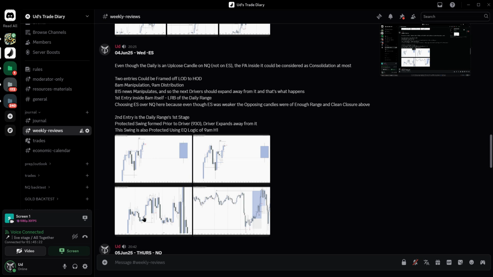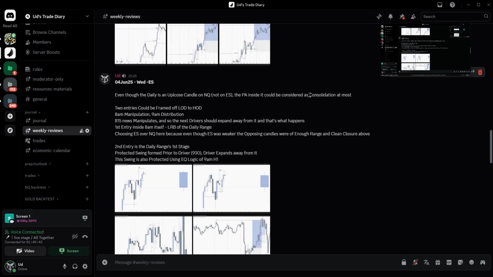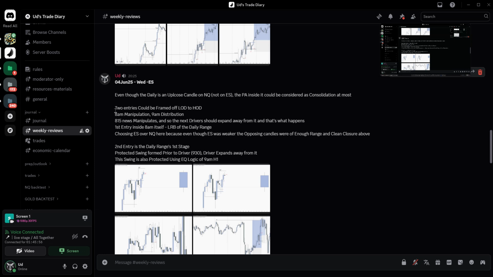In this day, let me show you the H1 structure, okay? This is how the day looked. Okay, this is Wednesday, this is Wednesday open, this is Thursday open. So this is how the day looked. Does this look like an expansion day? Obviously not, right? So that is why I wrote this day could be considered consolidation at most or at best, correct? Even if the H1 price action for that day looks like this, I could have framed two entries. Okay, two entries. Now let me show you what I mean by that.